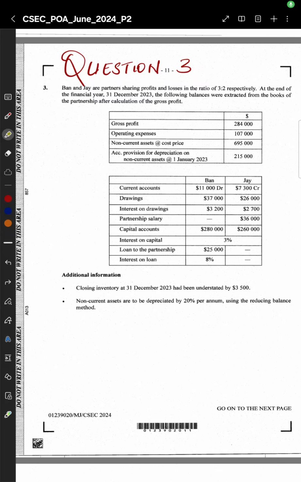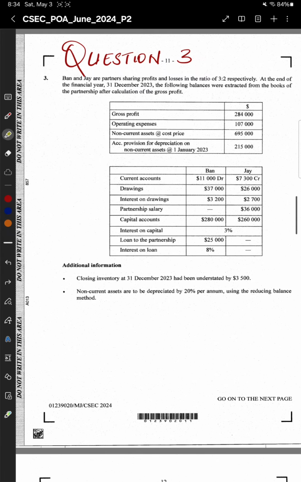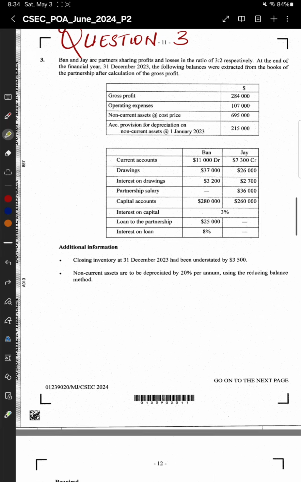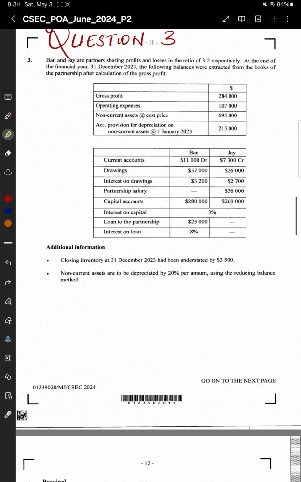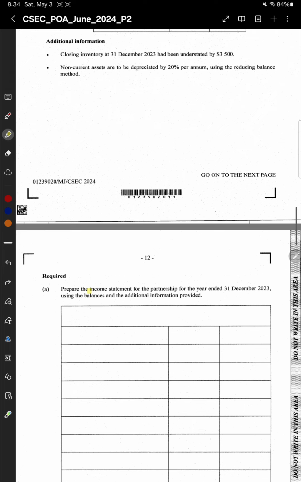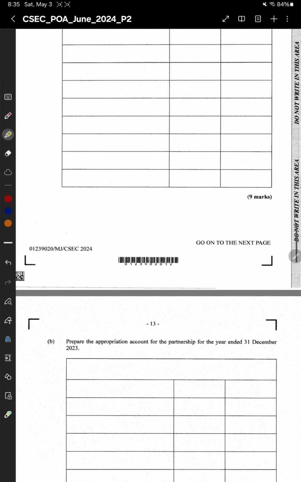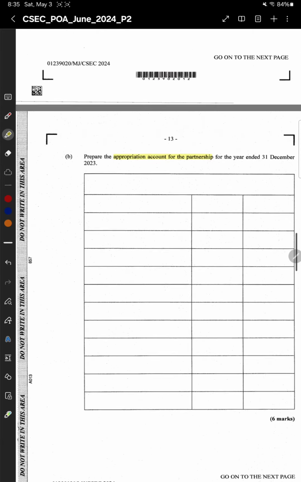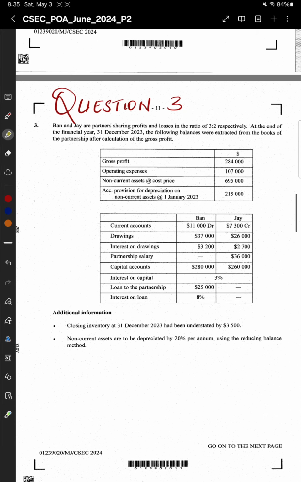And today I'll take you through question 3 of POA of 2024 Mid-June. So without reading the question, let's look at the requirement to see what we're required to do. So this is based on partnership. The first part is asking us to prepare an income statement. The second part is asking us for the appropriation account for the partnership, and the third part is requiring us to prepare Jay's current account, just Jay's, and that's it. So 3 parts: income statement, current account, and appropriation account.